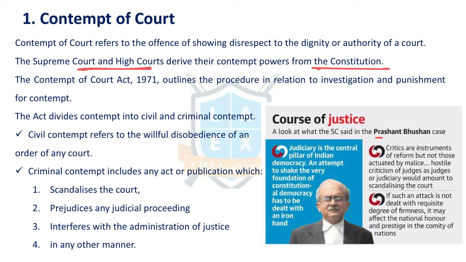They derive this power through the Constitution, and contempt of court procedure is mentioned under Contempt of Court Act 1971. It divides contempt into two types. One is civil contempt, two is criminal contempt. Civil contempt means willful disobedience of an order given by the court. Criminal contempt means any of the publications or acts in which it scandalizes the court, prejudices the judicial proceedings, and interferes with the administration of court in any manner.